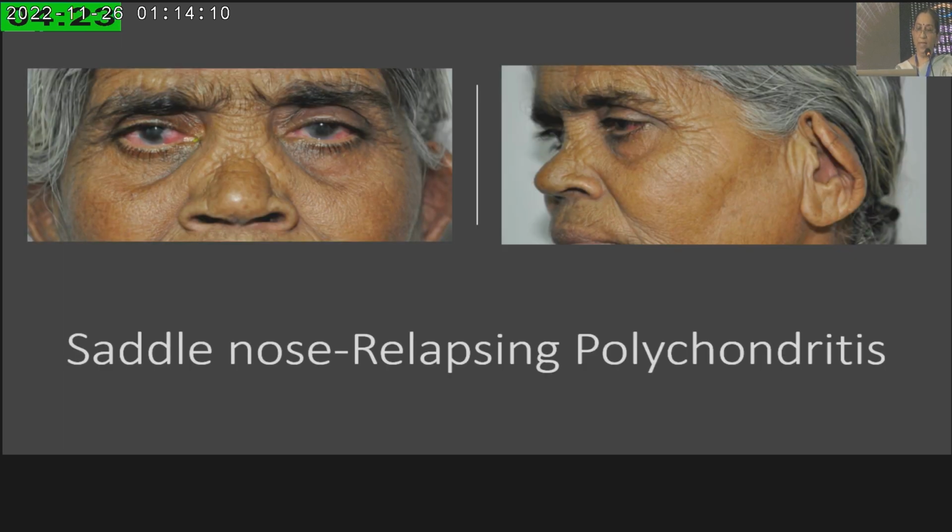Now you see this lady at different times she has presented with diffuse anterior uveitis, peripheral keratitis, and later with an exudative retinal detachment. Her diagnosis is actually written on her face. You can see the collapsed nasal bridge. Also note the ears, they're floppy, deformed, and she gave past history of recurrent pain and redness in the root of the nose and the earlobe.